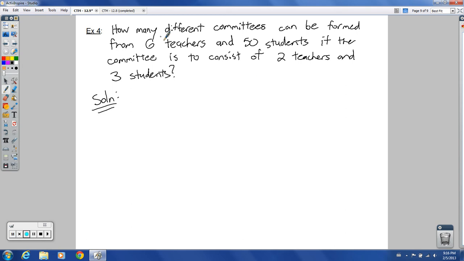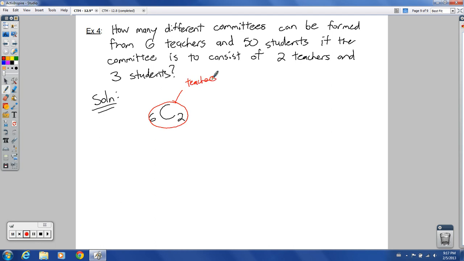So you have 6 teachers to choose from. From those 6, you are going to pick 2 of those teachers. So one part of this should be 6 choose 2. You should read it like that. So that's the teachers part. Let's put that in a different color above that there.